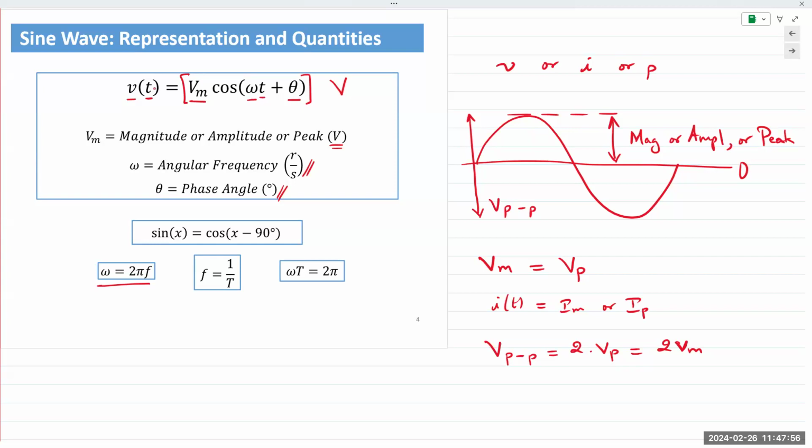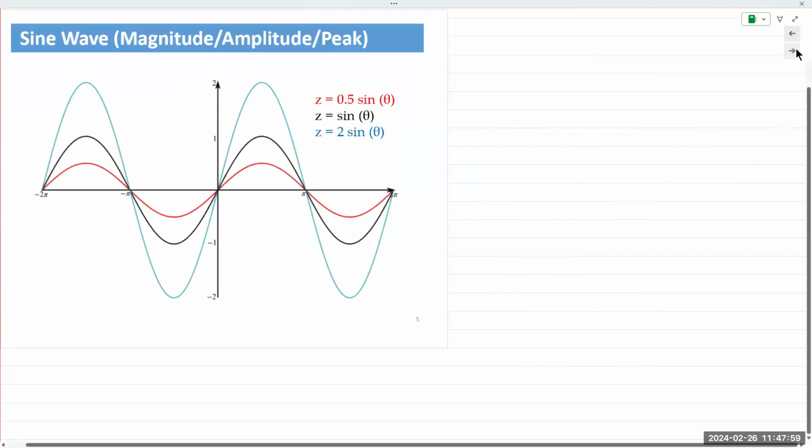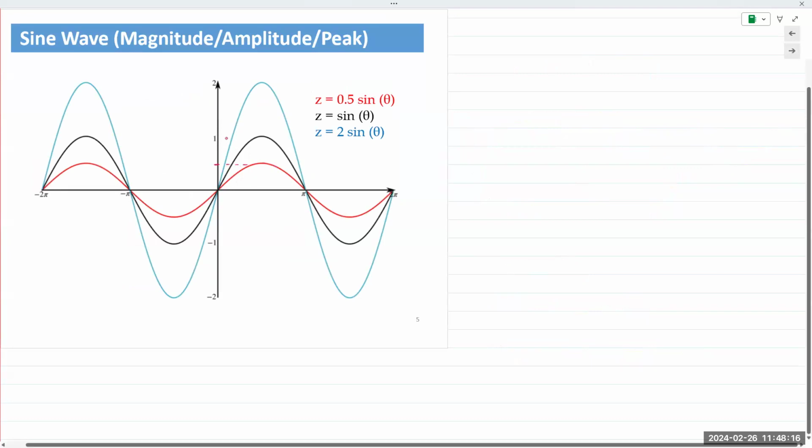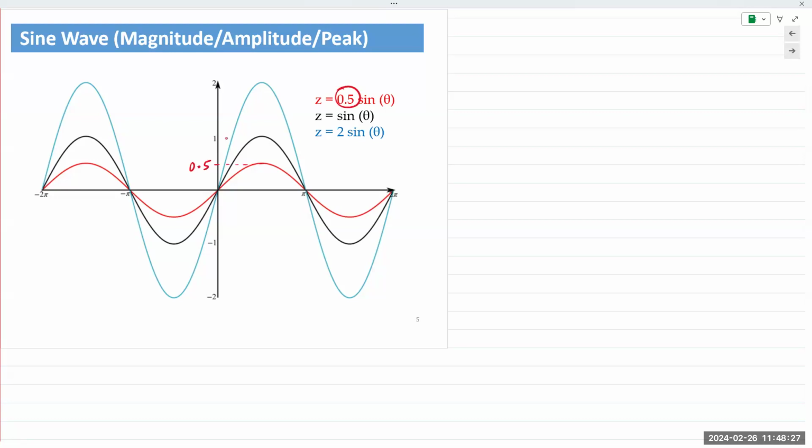All right, let's take a look at these 3 quantities individually. The magnitude or the amplitude of the peak describes the value of the quantity on the y-axis. So it's basically telling you how tall or short it is. If you look at this waveform right here, the waveform in red has a value of about 0.5, which comes from here. Second waveform is simply sine theta. It's not listed. It's basically 1. And the third one is 2.